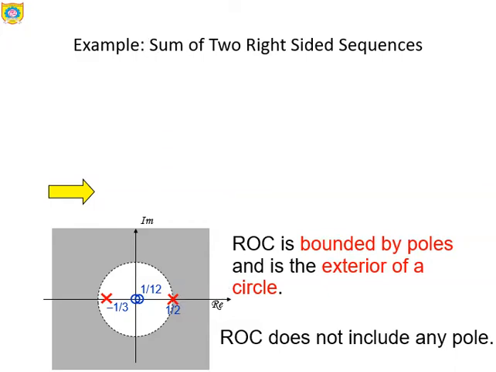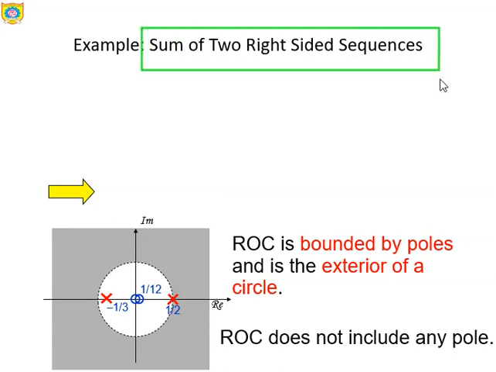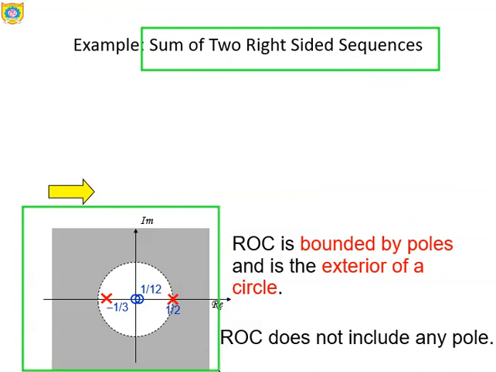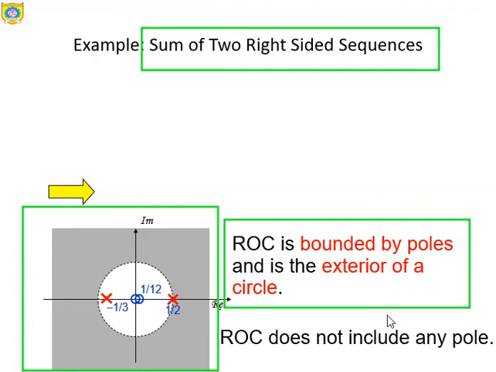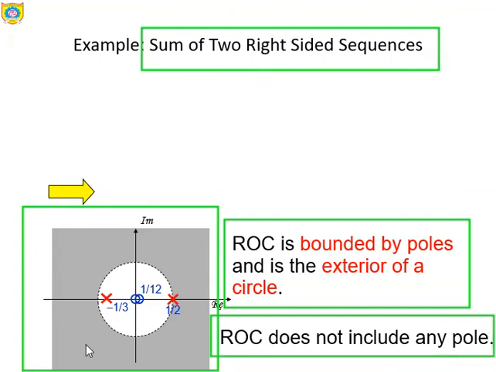When we sum up these two, we will be able to get it like this. So the sum of two right-sided sequences will result in this kind of ROC. What exactly is this ROC? ROC is bounded by poles and is the exterior of a circle. So in conclusion we can say that the ROC does not include any pole. That is why here the common ring will not be observed, since it is the sum of two right-sided sequences.